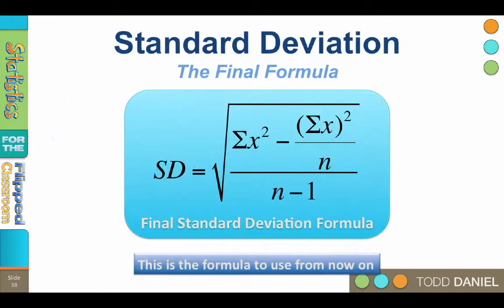So this is the final formula that you should use from now on if you plan to calculate the standard deviation from sample data to be used to represent a population parameter. In all parametric statistics, this is the formula that will be used. I will show you how to use this formula in another video.